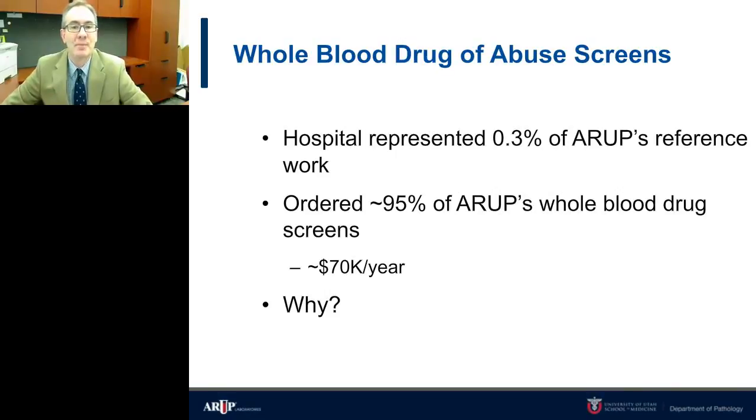Here's another example, a very practical example of how variation measurement can lead to an improvement. A number of years ago, we identified an academic medical center who was a client of our laboratory, who represented about 1/3% of our national lab testing work overall, but represented 95% of a particular panel, which happened to be a whole blood drug abuse panel. It was about $70,000 a year.